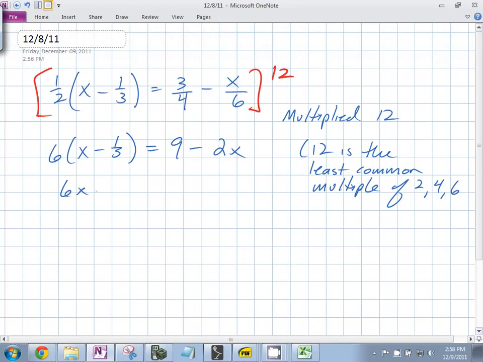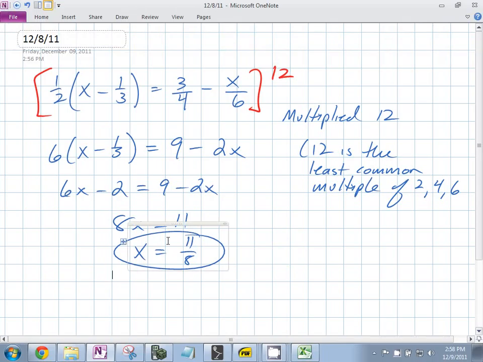6x minus 2 is equal to 9 minus 2x. 8x equals 11, so x is equal to 11/8. That's the shortest, most elegant way to do that. Can you meander and do many other things? Yes, you absolutely can. You want the negative 2? What do you mean the negative 2? There is no negative 2.